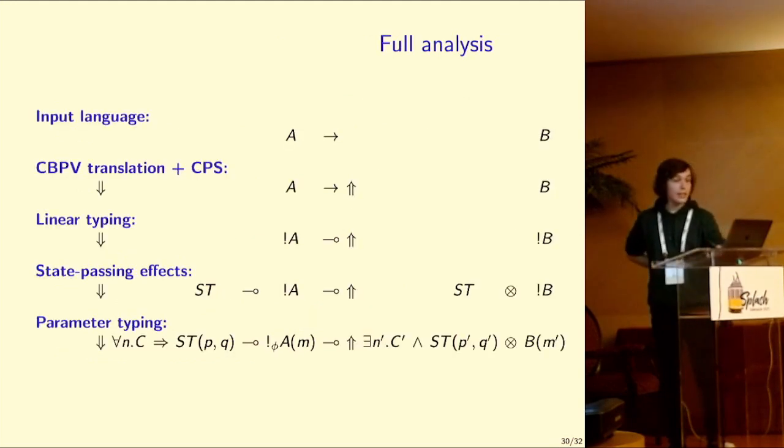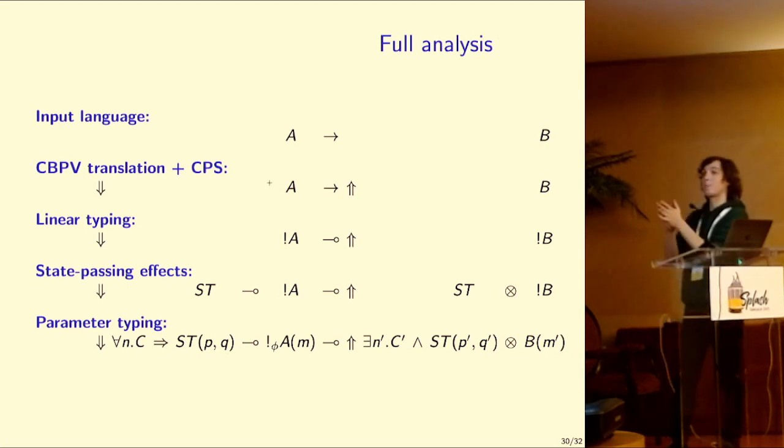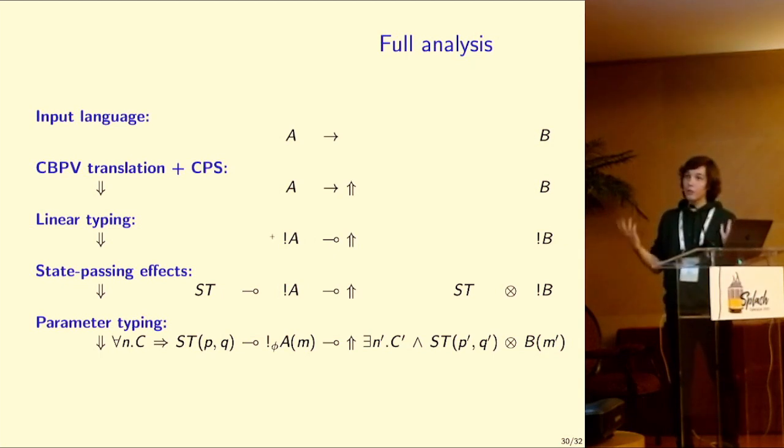So the full analysis finally looks like this. Given a function from A to B, we translate it to call-by-push-value with a continuation passing style, which makes evaluation strategy and computation context both explicit. Then, using some linear typing, we can recover data flow through the program.